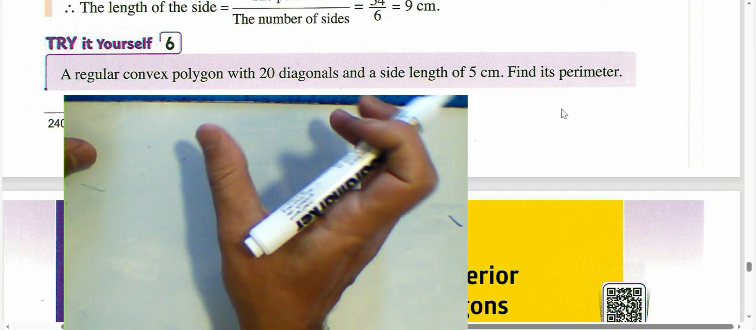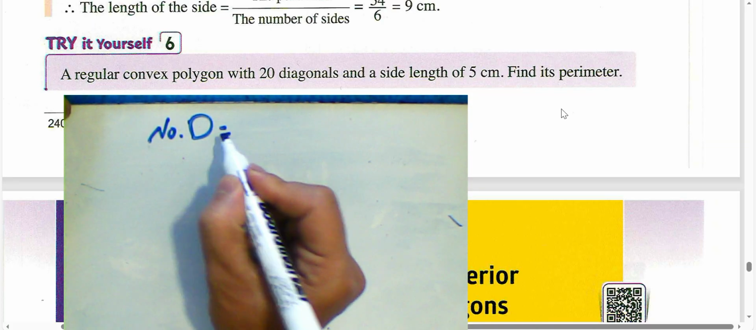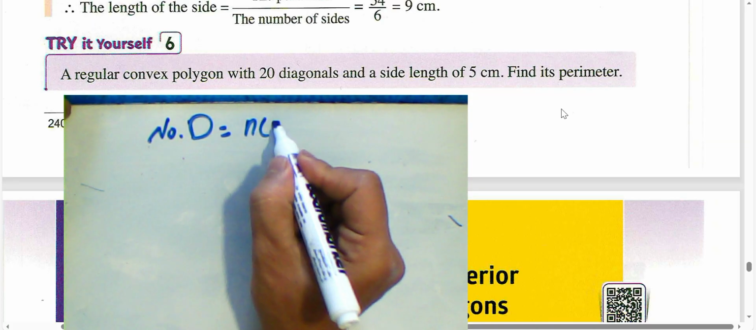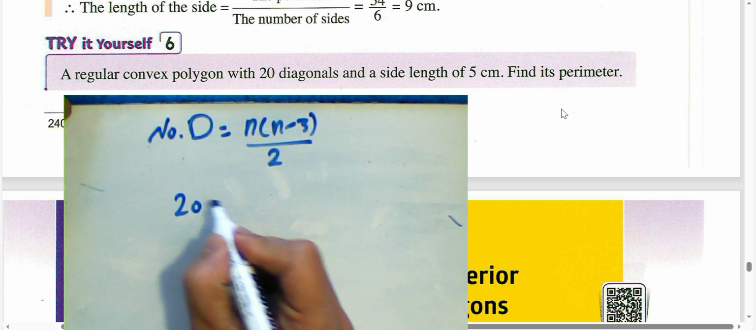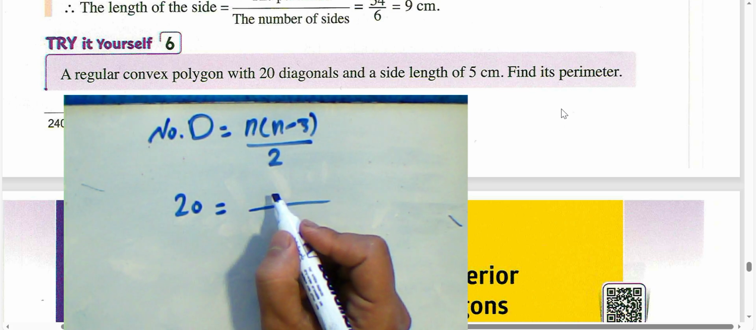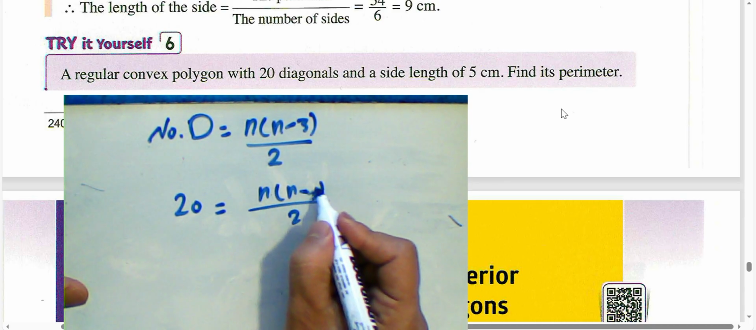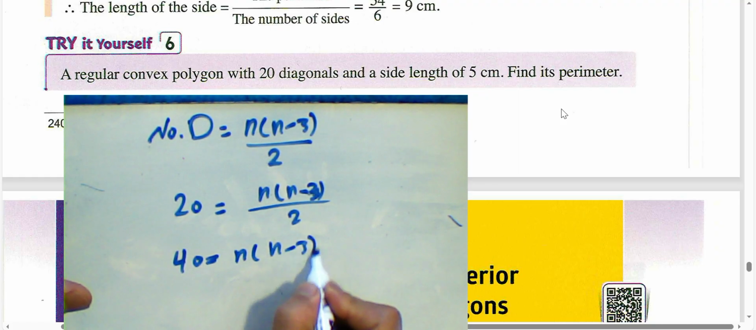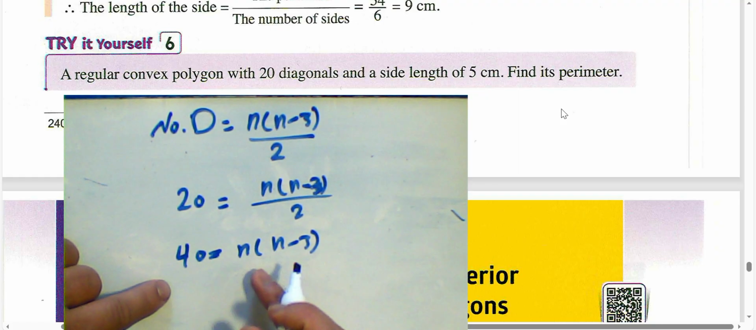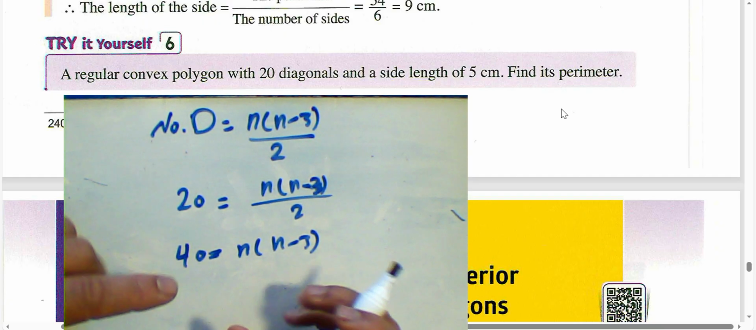Then he gives us this information. We have 20 diagonals. We know the number of diagonals equals n times (n minus 3) over 2. The number of diagonals here is 20, so 20 equals n times (n minus 3) over 2. 2 times 20 is 40, and write n times (n minus 3). Then think of two numbers whose product equals 40, like 8 times 5, because 8 minus 5 equals 3. Then the number of sides here equals 8.